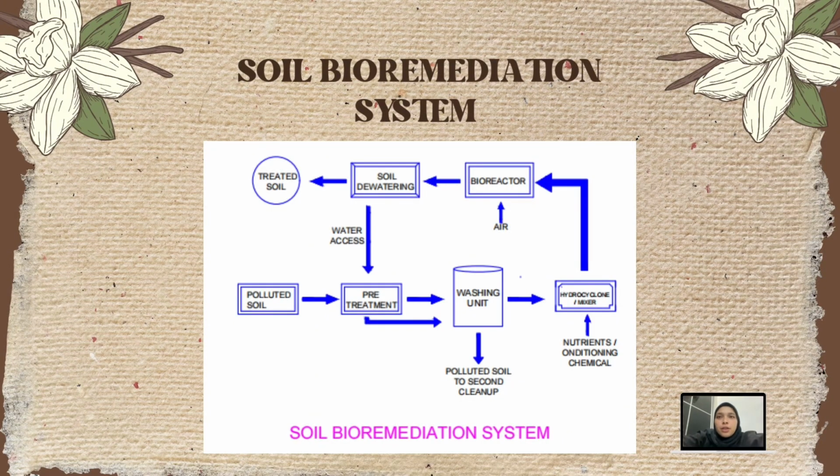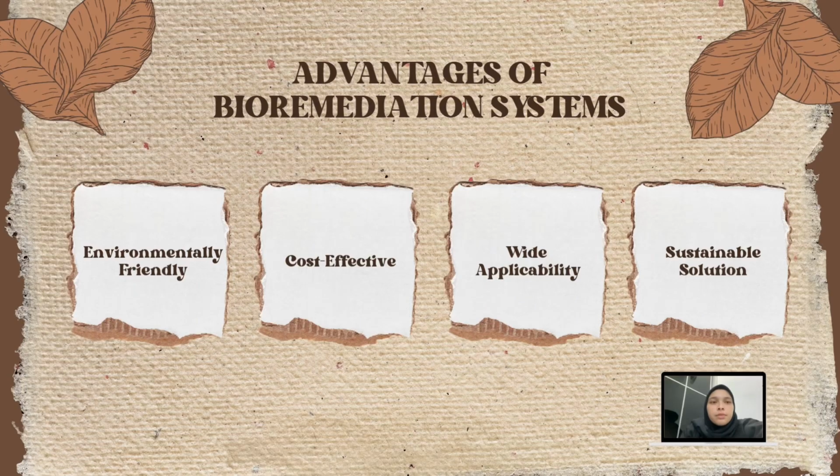Next, about the soil bioremediation system. The soil bioremediation system refers to an organized and systematic approach to apply bioremediation techniques to treat and restore contaminated soil. So we can see the flow and step by step how we treat the soil. Bioremediation system has four advantages. First, environmentally friendly. Two, wide applicability. Three, cost effective. And four, sustainable solution.